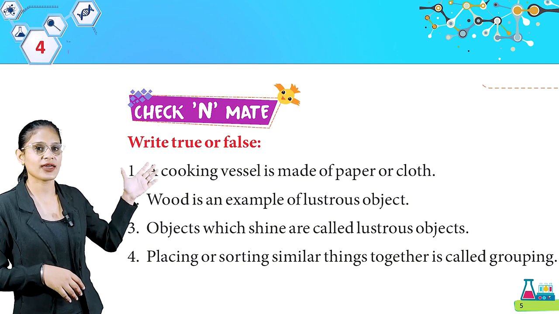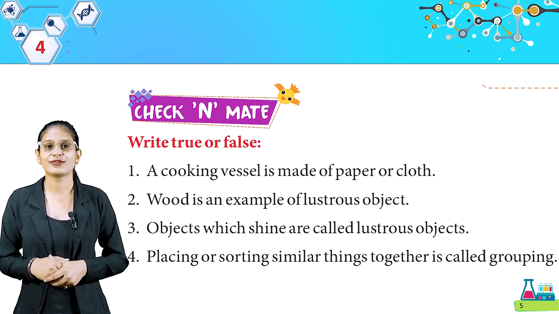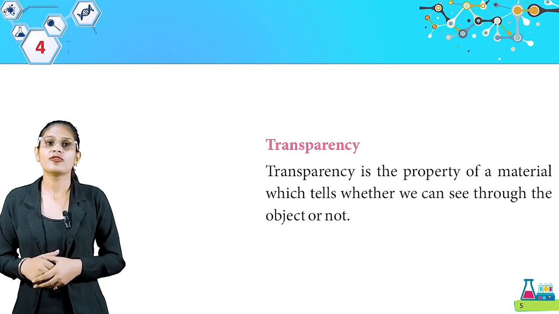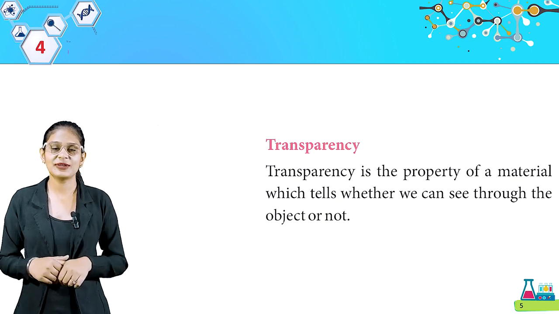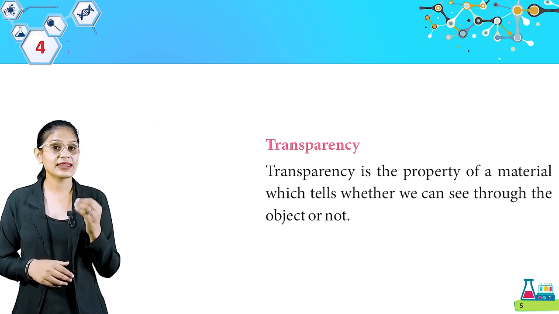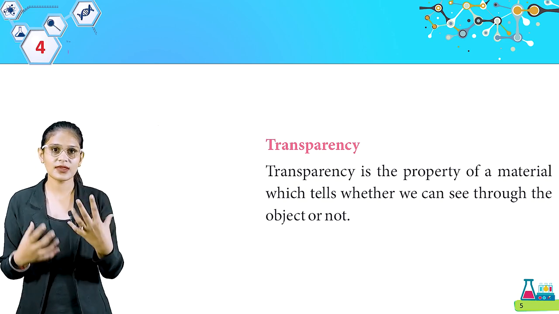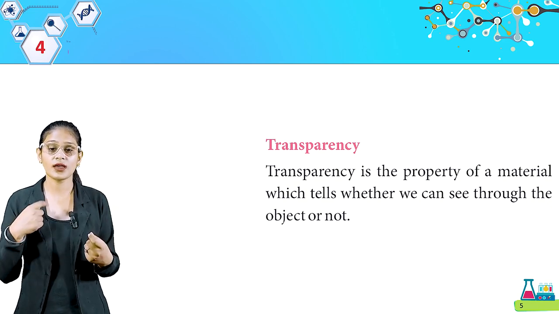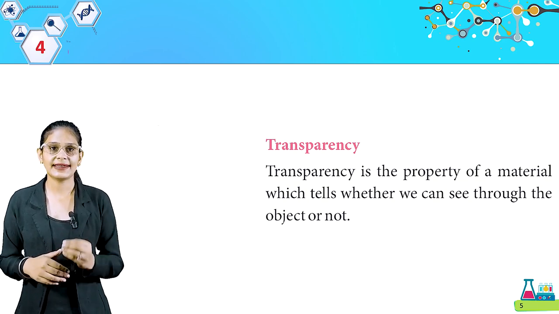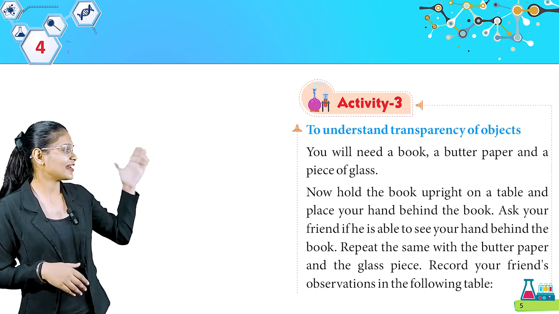Here we have check and mate. You can do it by yourself. Transparency. Transparency is the property of a material which tells whether we can see through the object or not. So students, transparent means अगर आप किसी भी object से या किसी material से उसके आर पार देख सकते हैं, that is transparency. Here is activity 3.